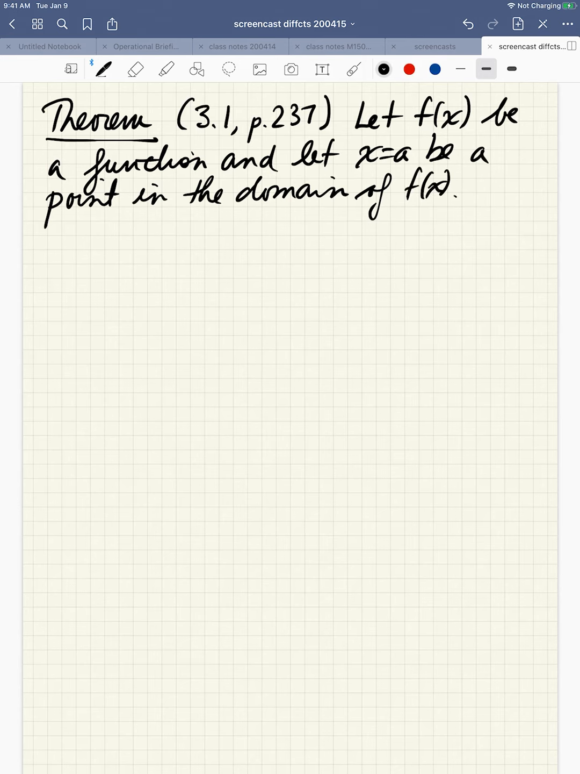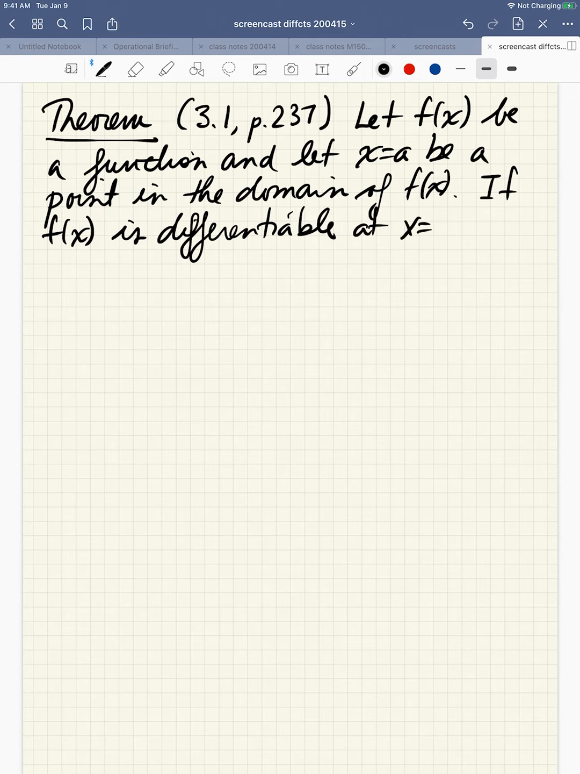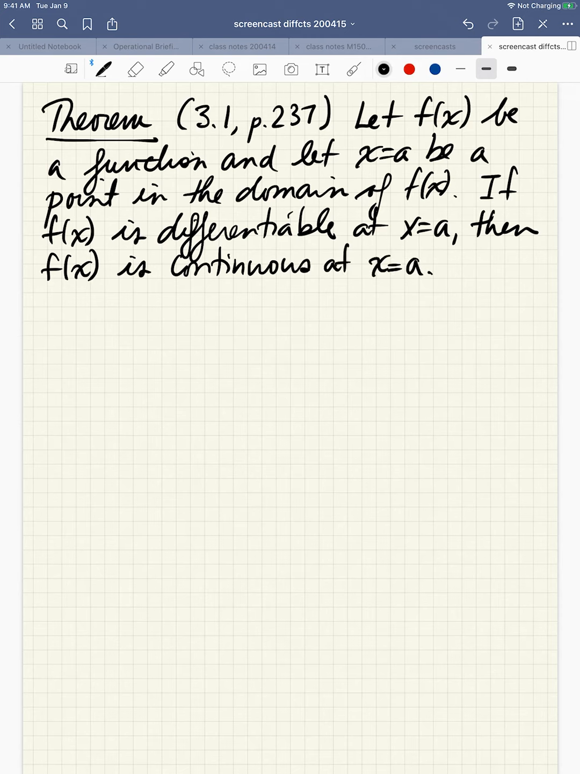Okay. Then the theorem says if f of x is differentiable at x equals a, then f of x is continuous at x equals a. Okay, so this is a mathematical fact, and I'm going to prove it to you mathematically.